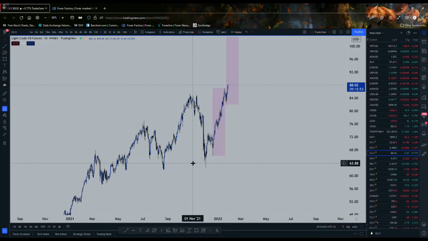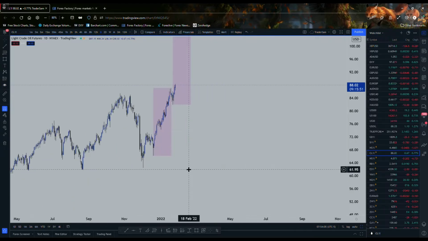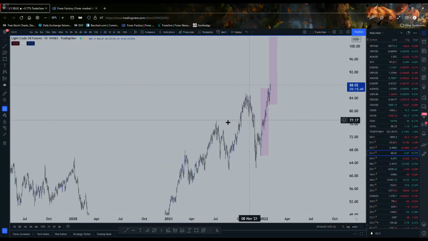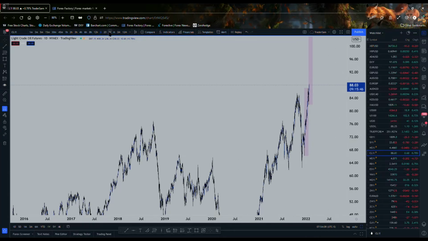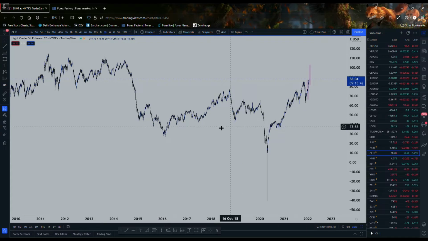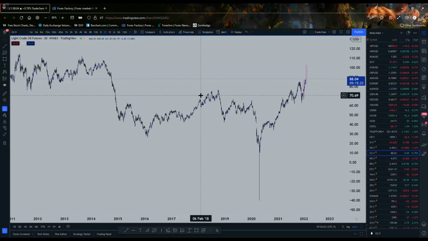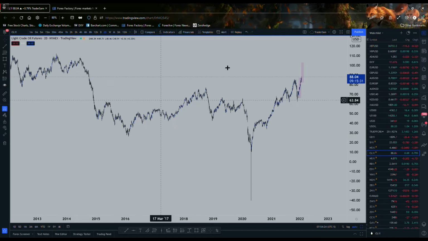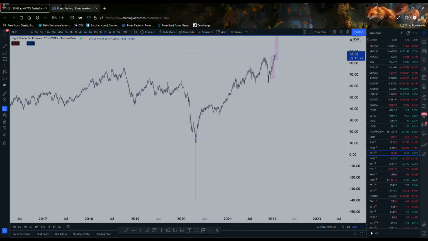So this is a potential trade that I'm looking at, and not trade, but at least this is where I think oil is likely to go. Somewhere around here, so hitting potentially 100. I'm very, very bullish.